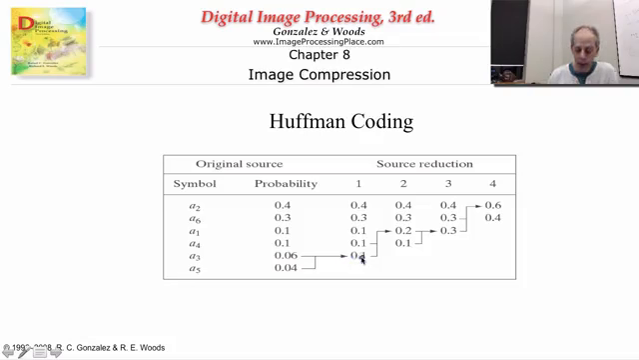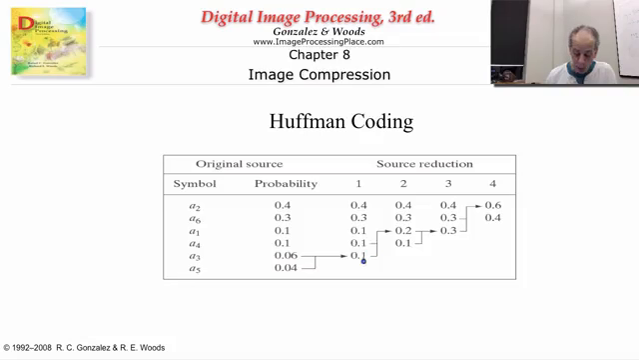See what's happening here. With probability 0.4, I can get A2. With probability 0.3, I can get A6. With probability 0.1, I can get A1. With probability 0.1, I can get symbol A4. And with probability 0.1, I can get either A3 or A5. I'm going to have to do something to distinguish which one. Is it A3 or A5? And that's going to come in the next slide, how we distinguish them.